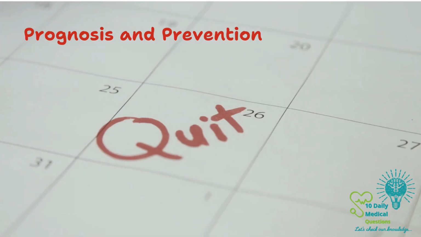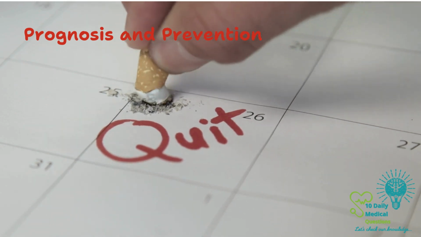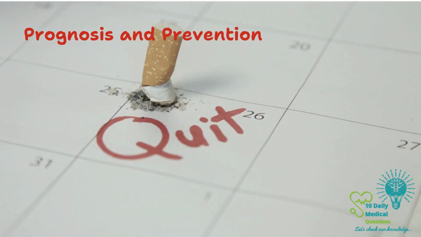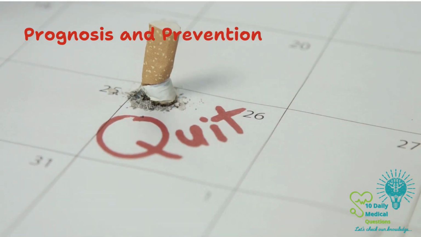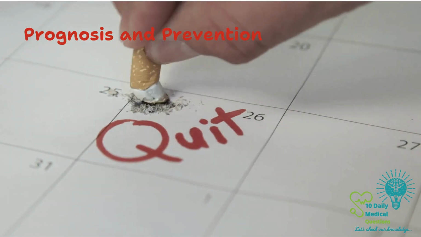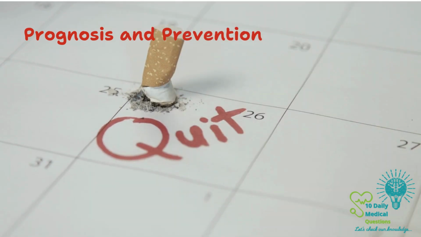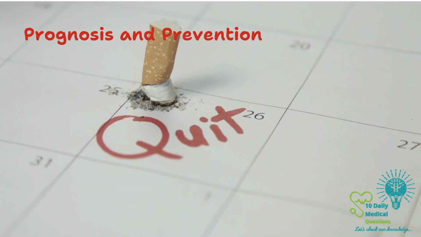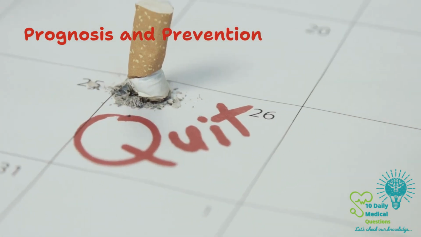Prognosis and prevention. The most effective way to prevent disease progression is complete smoking cessation. Patients who quit smoking have a much lower risk of amputation and progression of symptoms. However, those who continue smoking face a high likelihood of severe complications including limb loss.